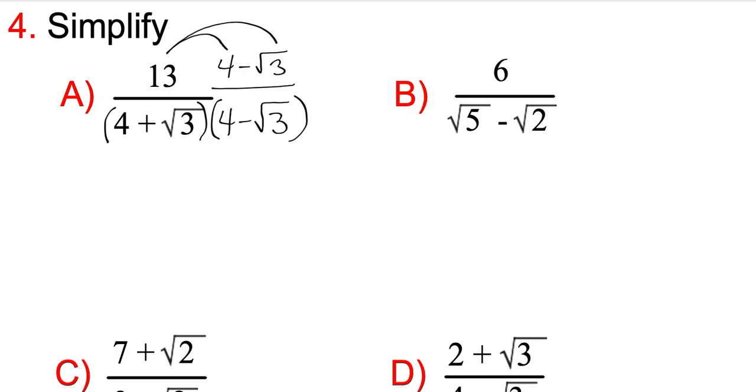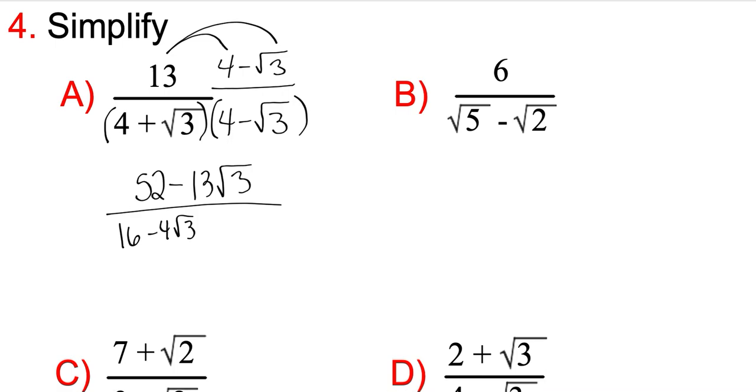So the 13 goes to there. We got 13 times 4, that is 52, minus 13 root 3. That's the numerator, just taking the 13 through. And then we have to remember how to FOIL a radical. So first is 16, outer, minus 4 root 3, inner, same, so that's a root 3 and a 4, so plus 4 root 3. And then minus 3, because square root 3 times square root 3 is just a 3.